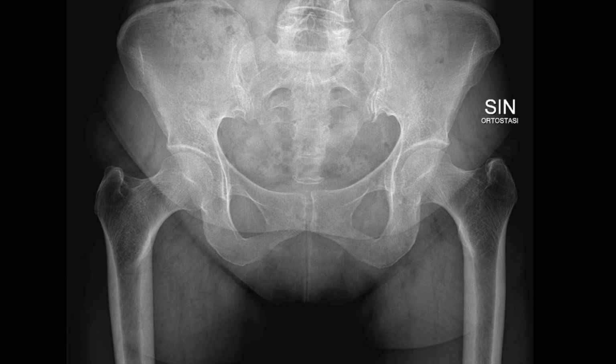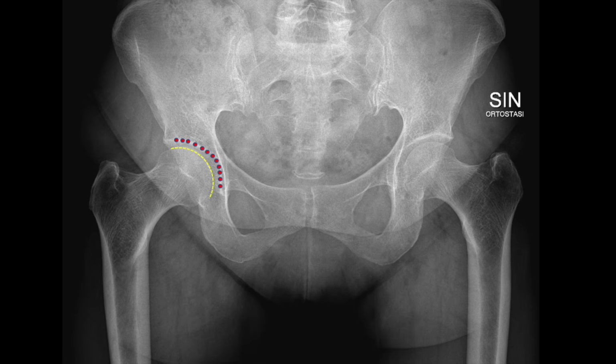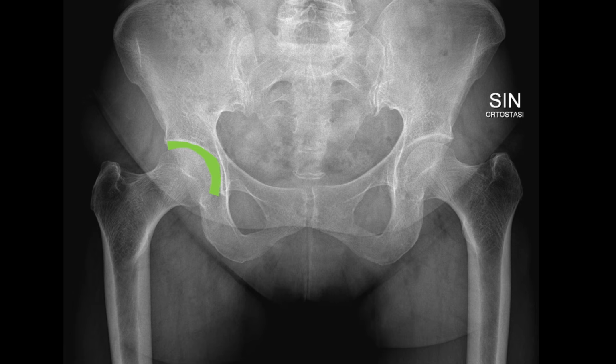This is a plain X-ray of the pelvis showing the articular surface of the femoral head, represented by the yellow dots, and the articular surface of the acetabulum, represented by the red dots. Between these two surfaces, represented in green, is the cartilage that allows the femur to slide smoothly on the acetabulum. In cases of osteoarthritis, this green space tends to progressively shrink until it disappears.